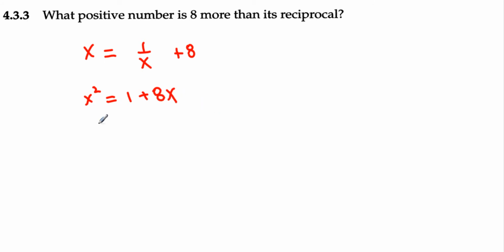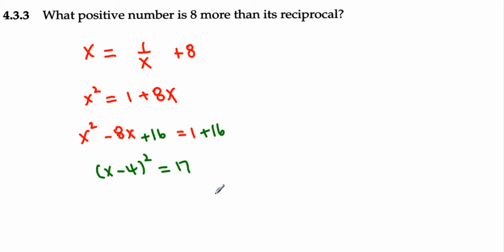Then we have some sort of quadratic equation. So I'm going to bring 8x over to the other side: x squared minus 8x equals 1. Now, which number do I need to complete the square? Divide this number by 2 and then square that. Then it becomes 16. So I'm going to add 16 on both sides. Then on my left side, we get x minus 4 squared. On my right side, I get 17.